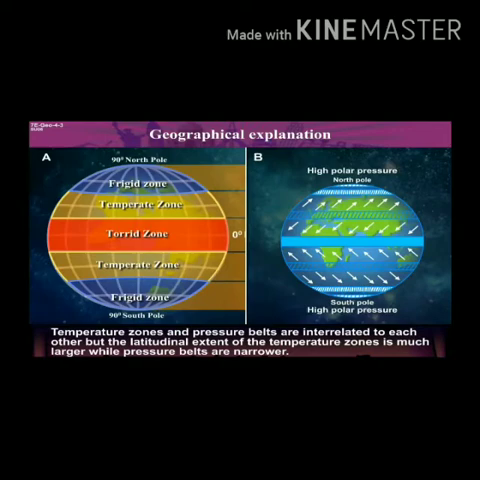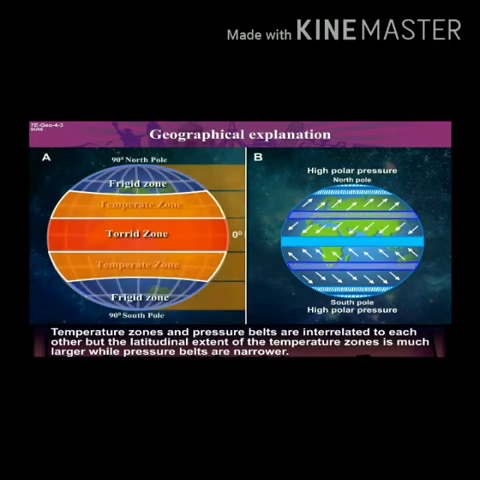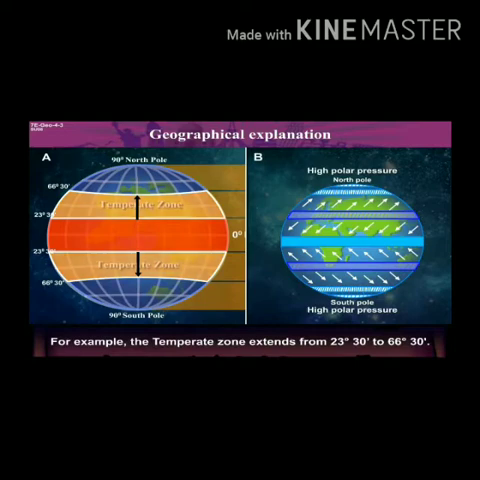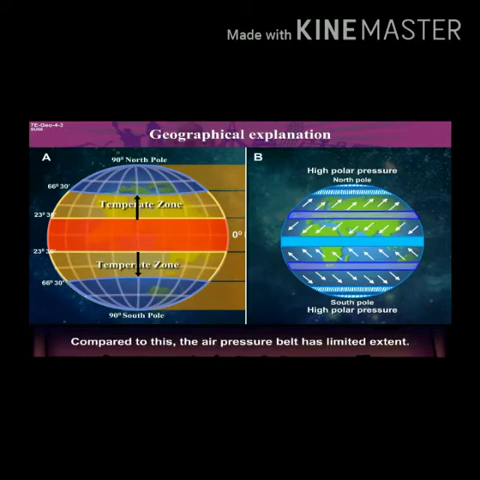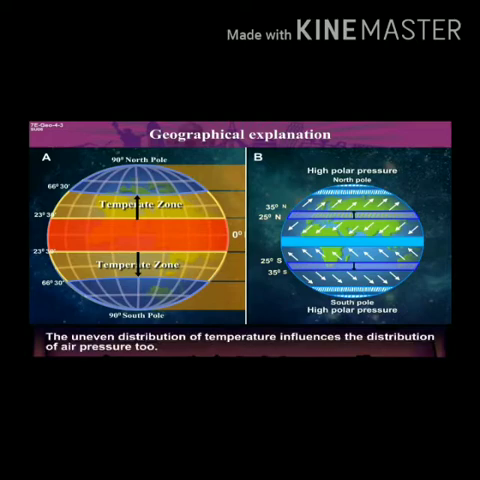Temperature zones and pressure belts are interrelated, but the latitudinal extent of the temperature zone is much larger while pressure belts are narrower. For example, the temperate zone extends from 20 degree 30 minutes to 66 degree 30 minutes. Compared to this, the air pressure belt has limited extent. It is generally up to 10 degree parallel.